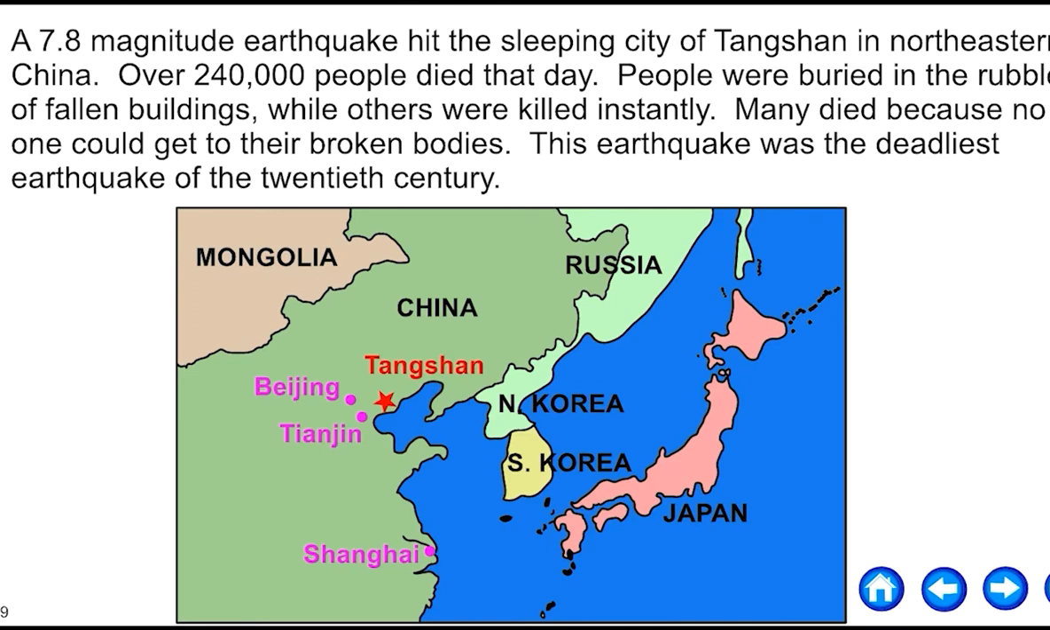A 7.8 magnitude earthquake hit the sleeping city of Tangshan in northeastern China. Over 240,000 people died that day. People were buried in the rubble of fallen buildings, while others were killed instantly. Many died because no one could get to their broken bodies. The earthquake was the deadliest earthquake of the 20th century.